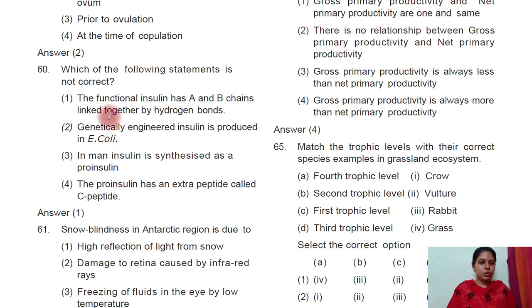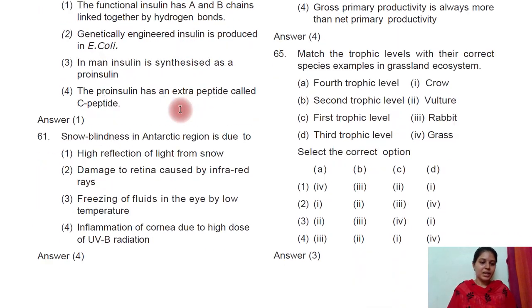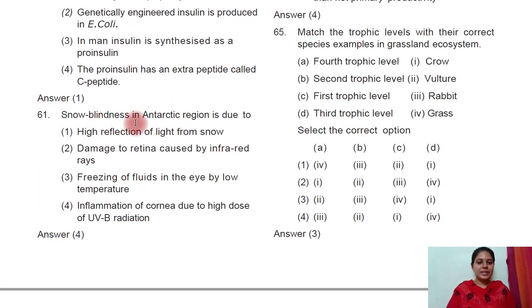The functional insulin has A and B chains linked together. We all know that insulin has 2 chains, but not linked by a hydrogen bond. Rather, they are linked together by disulfide bonds. All these are correct answers. So here it has to be disulfide bond.